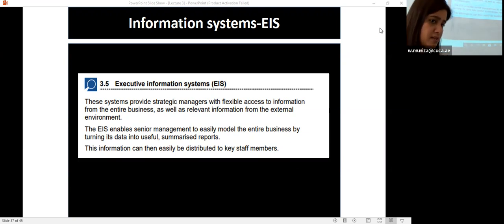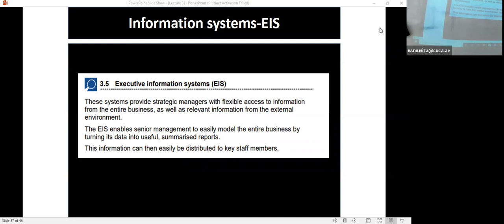The other information systems of the organization may not be getting access to read all of the minutes of meeting from EIS, but EIS will be able to read all of the information from other software of the organization, because they are at the strategic level, they have the right to know about all of the information which is present. So these systems provide strategic managers with flexible access to information from the entire business, as well as relevant information from the external environment.